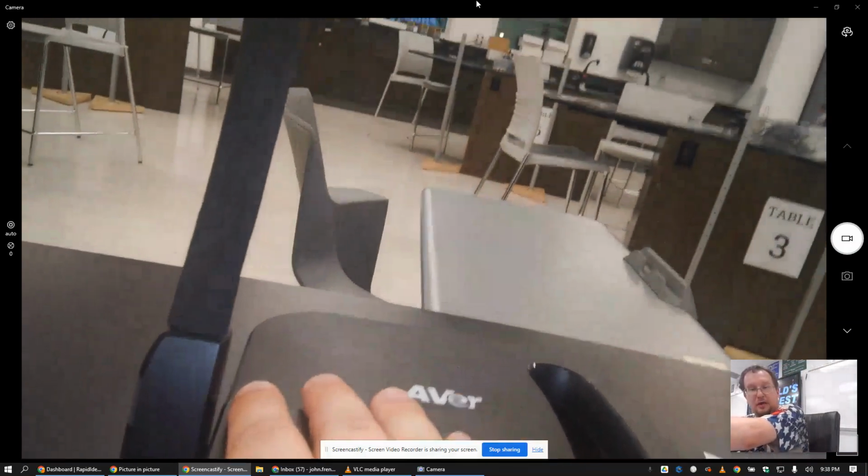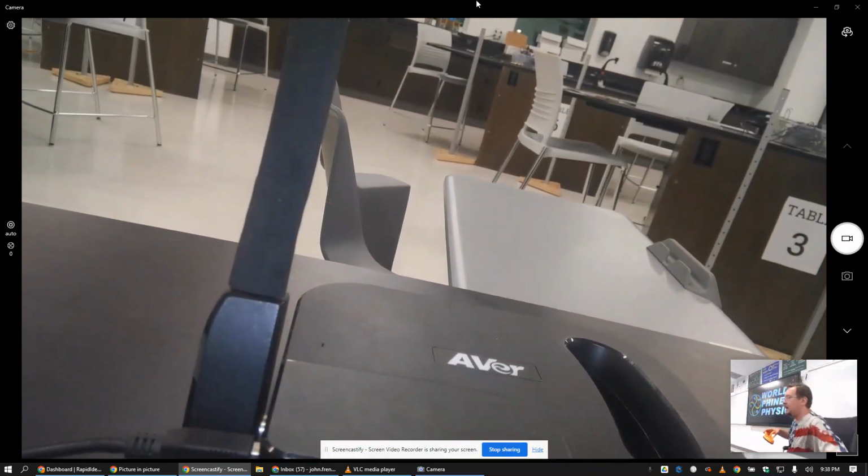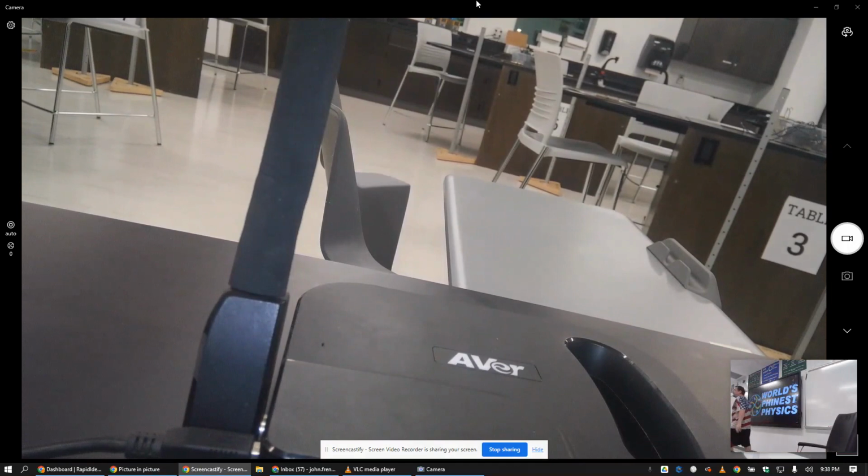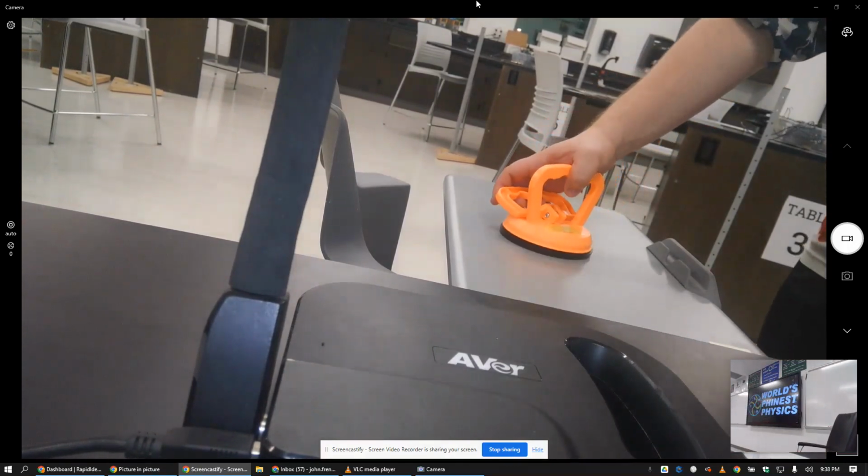That's a little rolling desk in my classroom. You'll see all of my lab tables are fixed in place, but because I have overcrowded classrooms, which I know is rare in education, right?